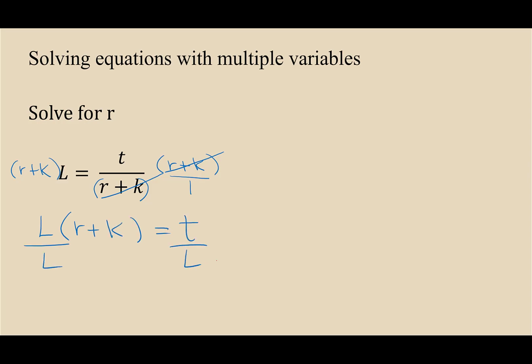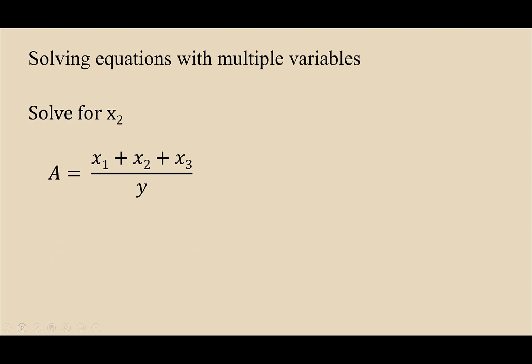Next, divide both sides by capital L, and this is r plus k. We can go ahead and drop those parentheses off, equals t over capital L. The last step is to subtract k from both sides to get an answer of t over L minus k.